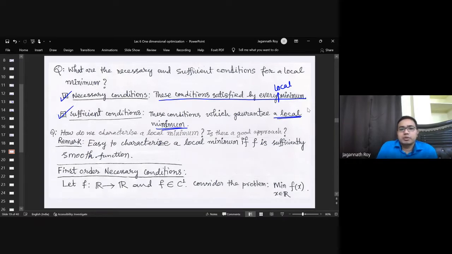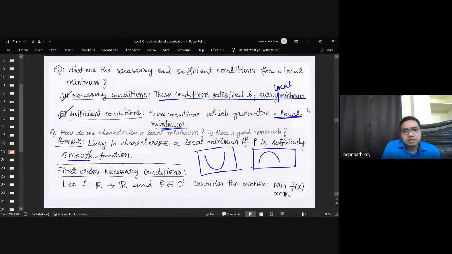So how to characterize the local minimum? Is there a good approach? The task will be easy if we have simple functions like this, or if we have a function like this, a smooth type of function. But if the function is not so smooth, having multiple peaks, then the task is not so easy.